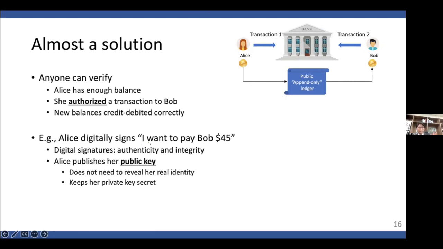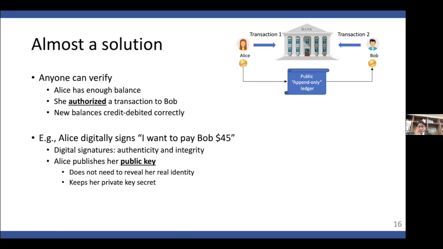For example, Alice digitally signs, "I want to pay Bob $45." Then the digital signature provides you authenticity and integrity, meaning that it came from Alice, and also that the message, "I want to pay Bob $45," hasn't been modified. That's good. And also Alice publishes her public key, so that anyone who is seeing the ledger and her public key can check that this came from Alice. When doing this, Alice doesn't have to reveal her real identity, because she's only revealing her public key. She keeps her private key secret. So if this is the operation, then yes, this may actually work.